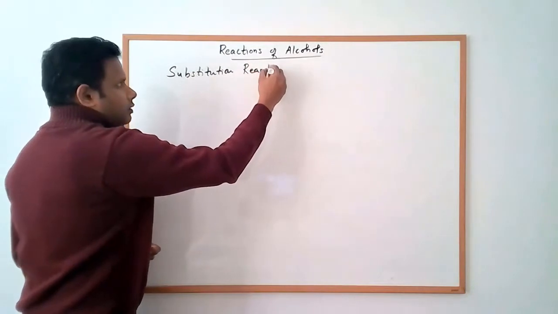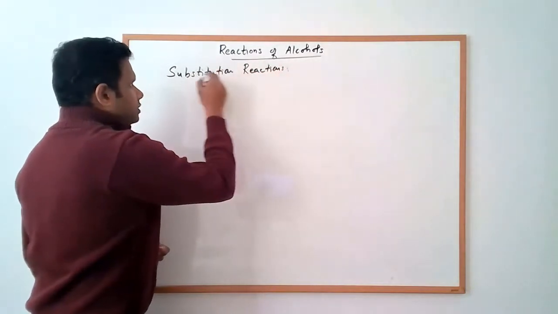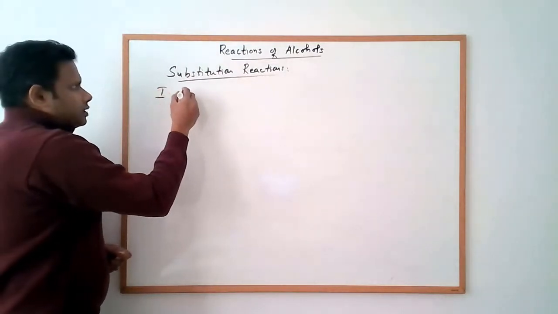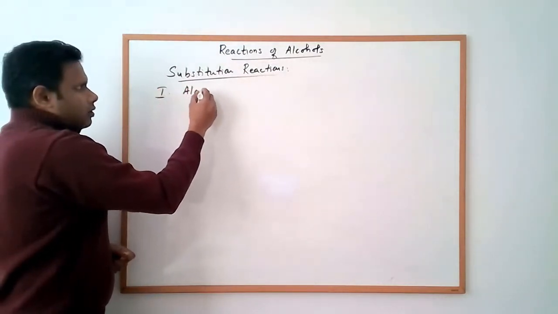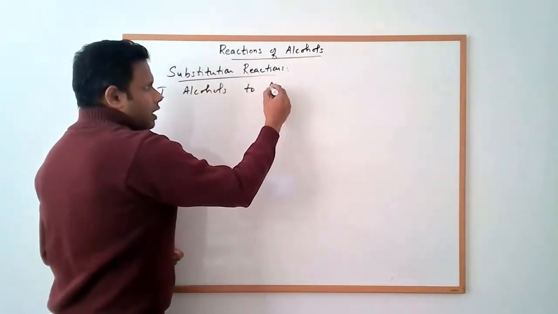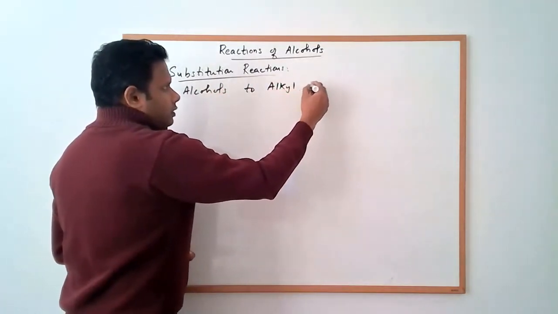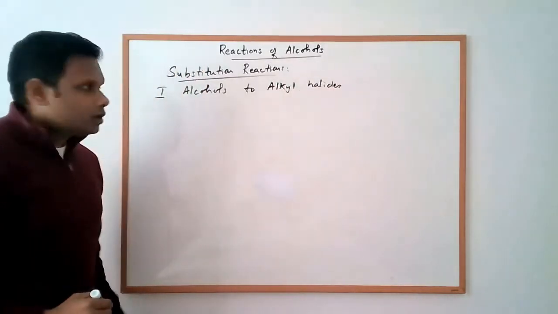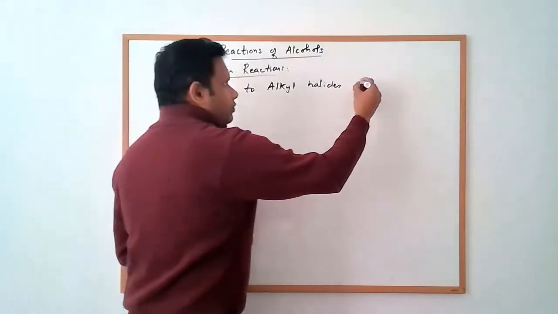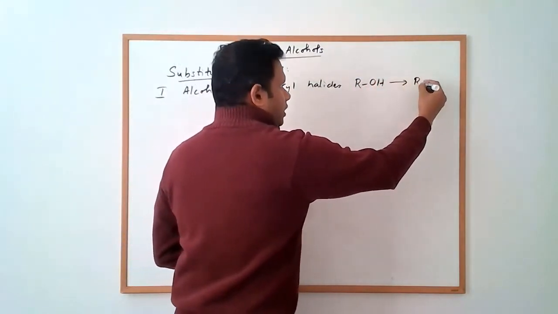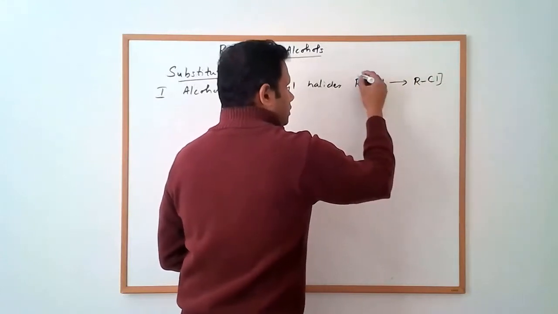And among the substitution reactions, we're going to look at reactions that convert alcohols to alkyl halides. Okay, so we're going to learn how to go from an ROH to an RCl.